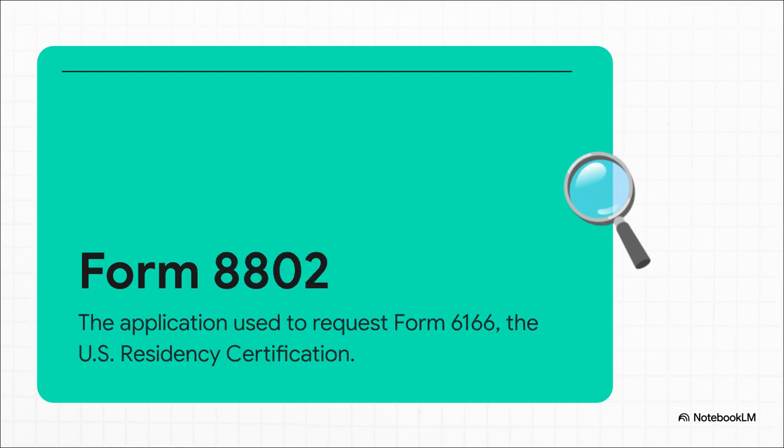Okay, great. So how do you get this golden ticket? Well, you need the map, and that map is Form 8802. This is the application we're really going to zero in on today. It's the document you fill out to request that certificate. So let's figure out how to follow this map.